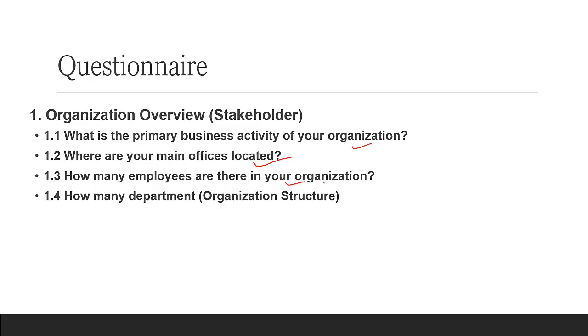And last is how many departments we have. Departments will give visibility into how many business processes are associated with the ISMS implementation. So these are the primary questions which give you the viewpoint of the organization.